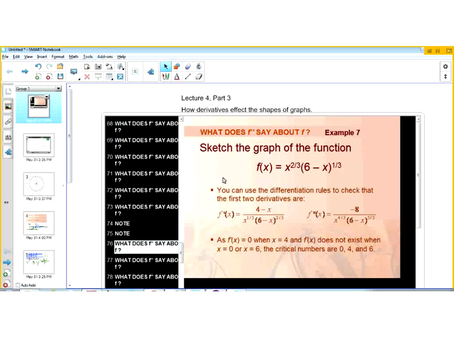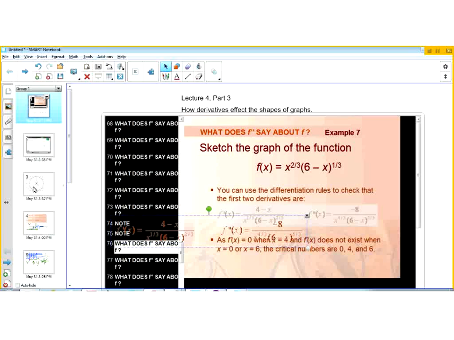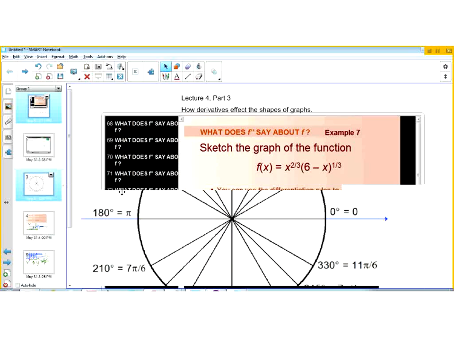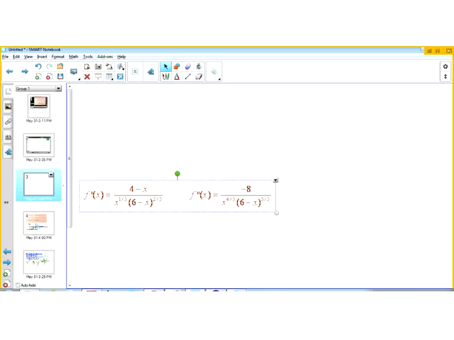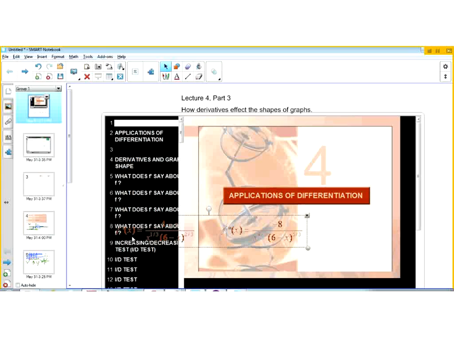How about we sketch the graph of this function, x to the 2/3 times 6 minus x to the 1/3. Taking the derivative of this might be a little bit cumbersome, but of course you can always use the online calculator. So let's copy this. I need the function itself, so what slide was that? 76.